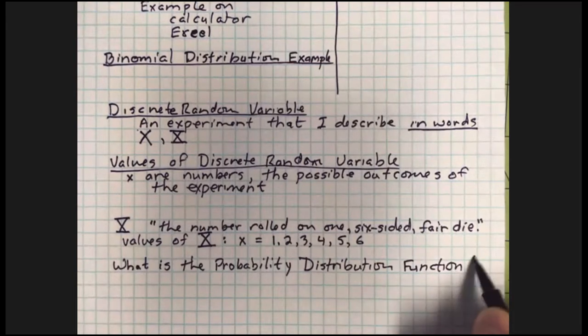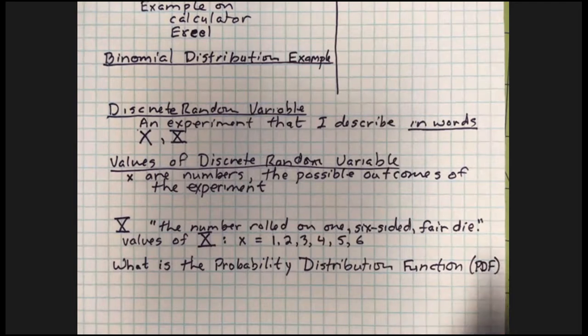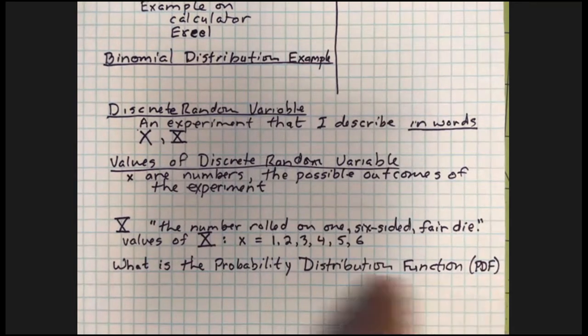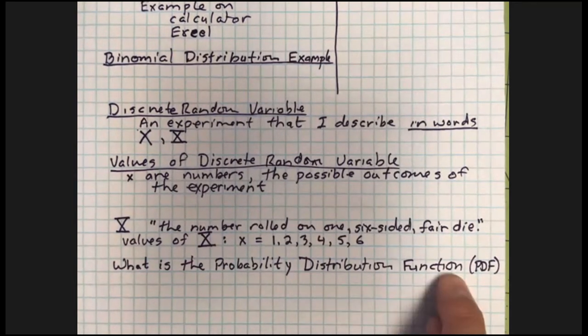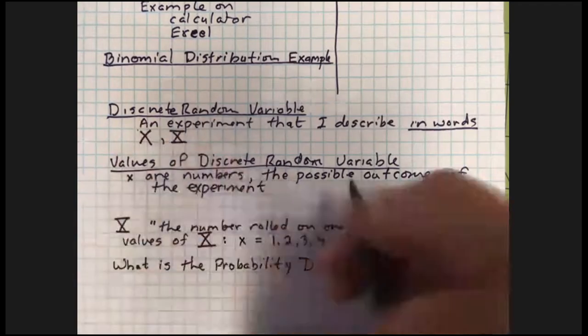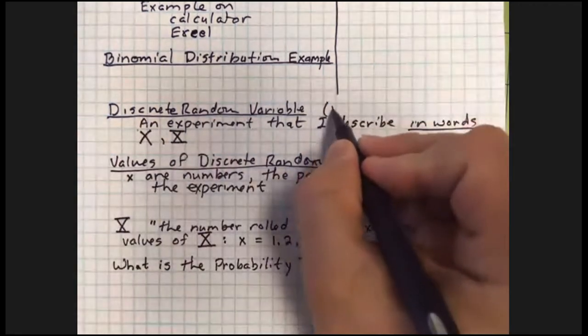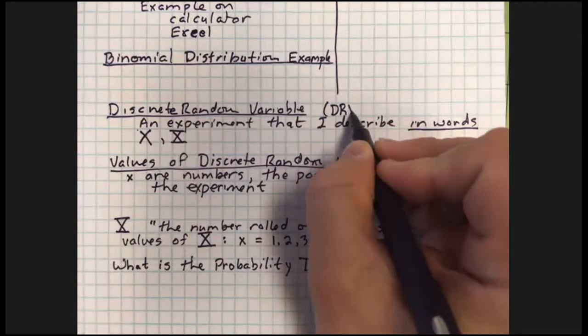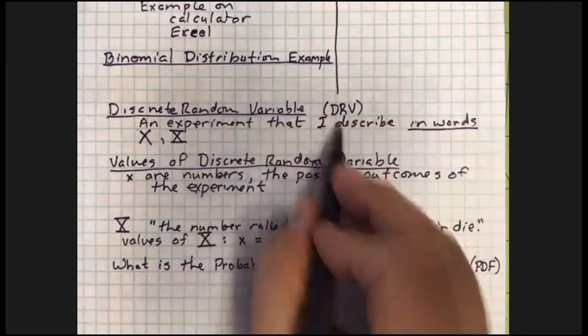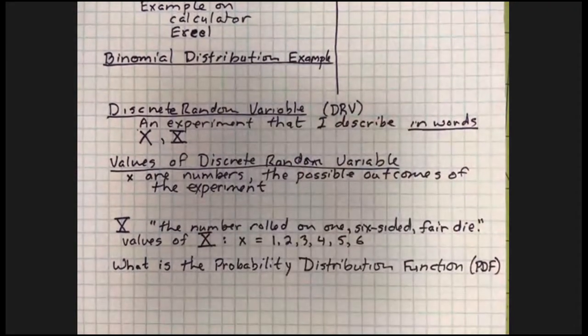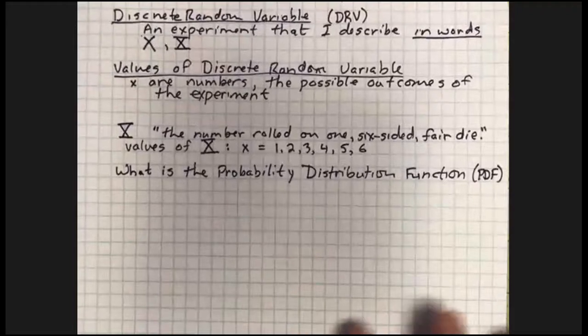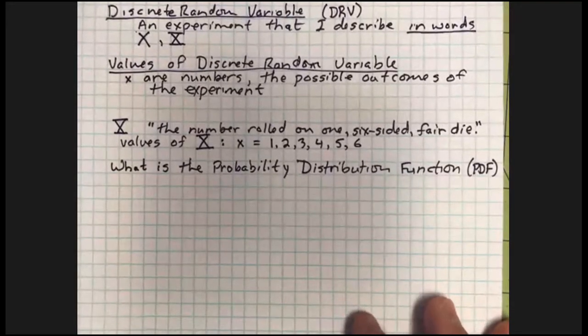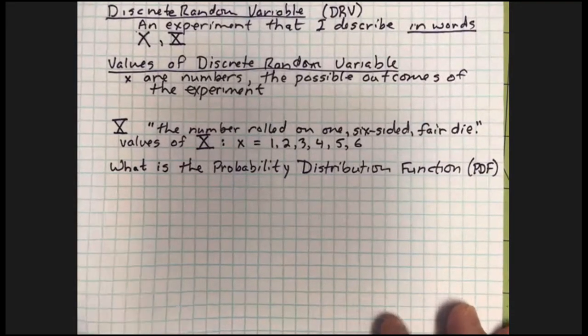Remember, sometimes people abbreviate this as probability distribution function. And I think that's not a bad idea because it saves you the trouble of writing this out. You could abbreviate discrete random variable as DRV, although you don't see people do that very often. So let's make a table. And this is what this is all about today. Your calculator will do this for you automatically.